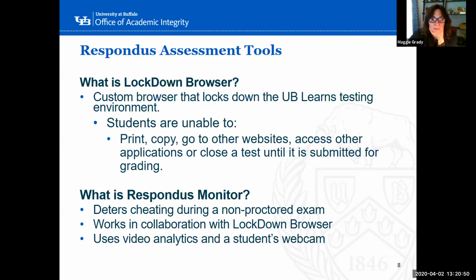Hi, this is Maggie from CEI. So UB Learns partners with Respondus. There are two features to it. There's a lockdown browser and a lockdown monitor. The lockdown browser is a custom browser that locks down your UB Learns test. So you have to have a test created in UB Learns, and it works with that test. You turn it on, you have the two talk to each other. It allows for the students to not be able to print, copy, or go to other websites. It literally locks down their testing site. So that could be an option for you.